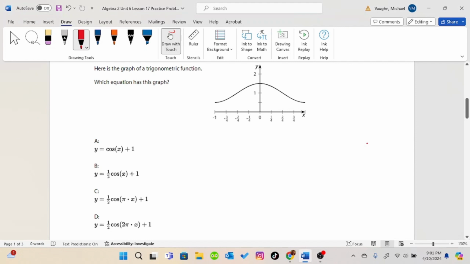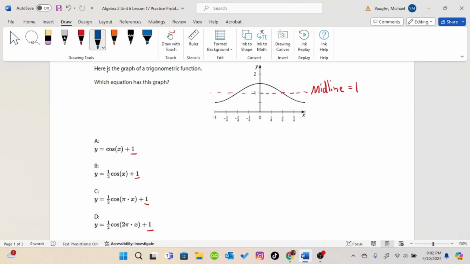Here is the graph of a trigonometric function. Which equation has this graph? So we want to look at some features. First thing we notice is that our midline is right here at 1. And we can see that we add 1 on A, B, C, and D. So they all have the correct midline.